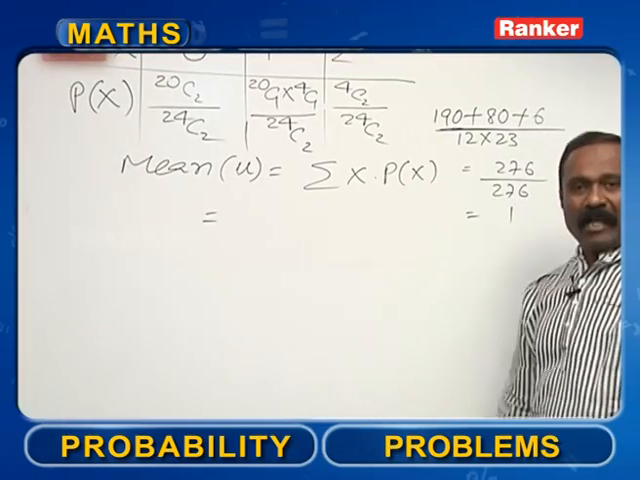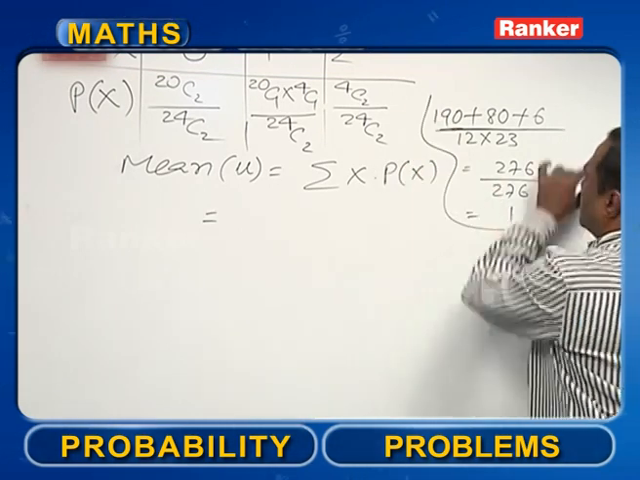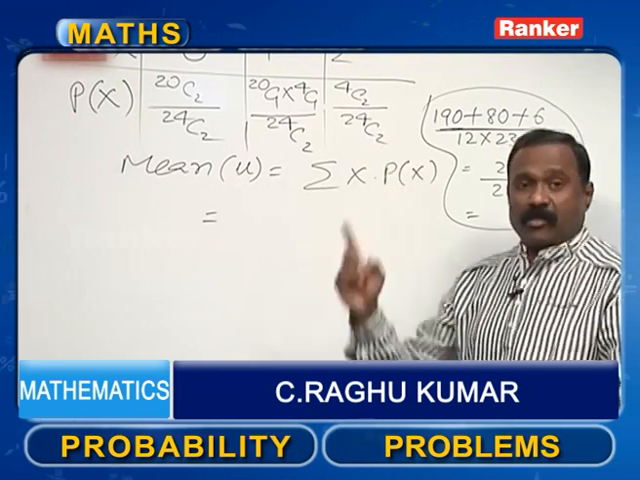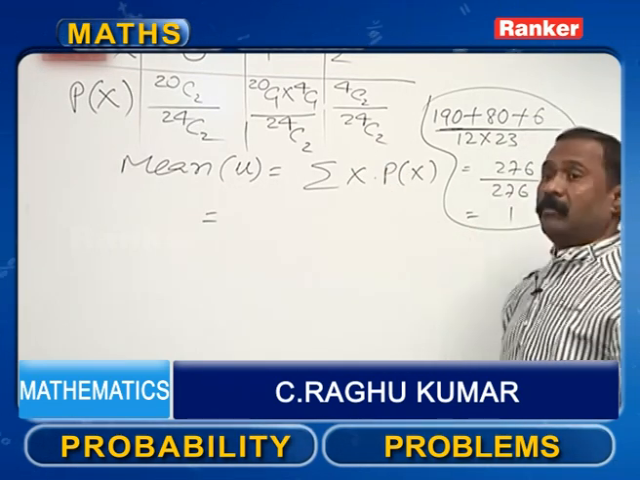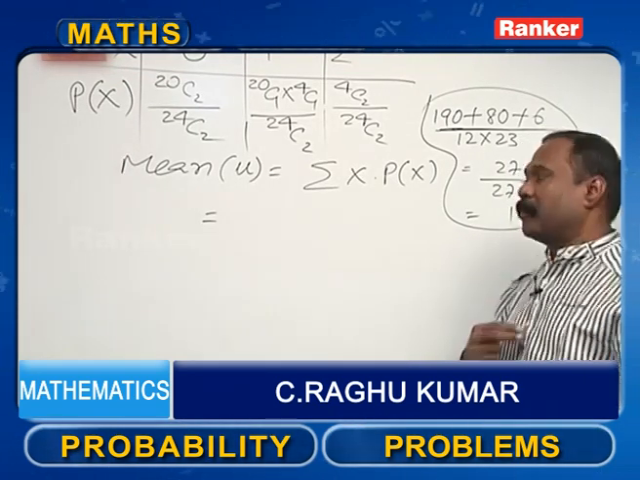So the table we have prepared is correct, because the sum of the probabilities comes to 1. You can cross check like that if you prepare such a table. If you are not getting 1, you have gone wrong somewhere. Understand this while working out this type of problem.